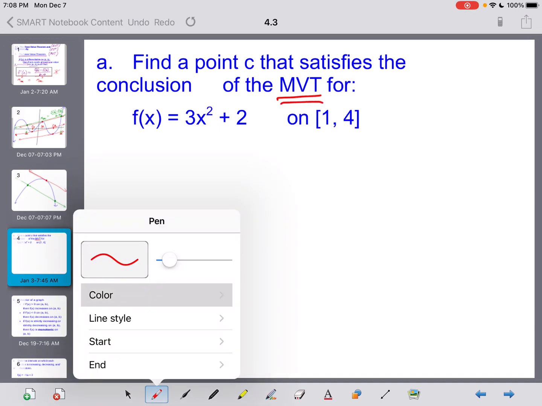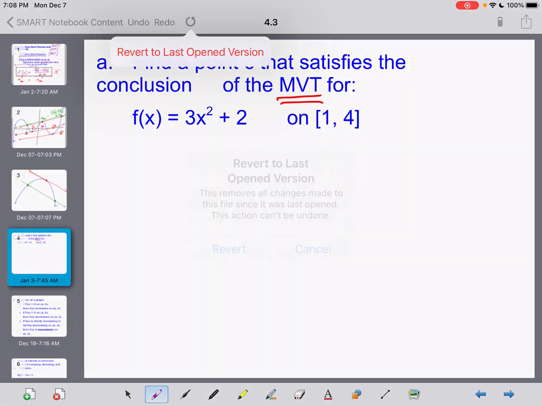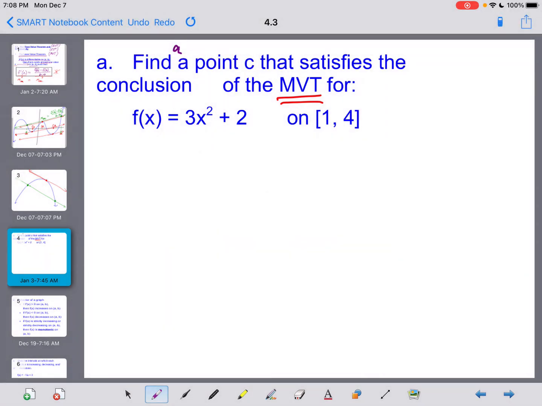So let's see what's going on in this problem right here. Find a point C. Really, it should probably say find all points C, because it could be more than one, that satisfy the conclusion of the mean value theorem for this function on this interval.